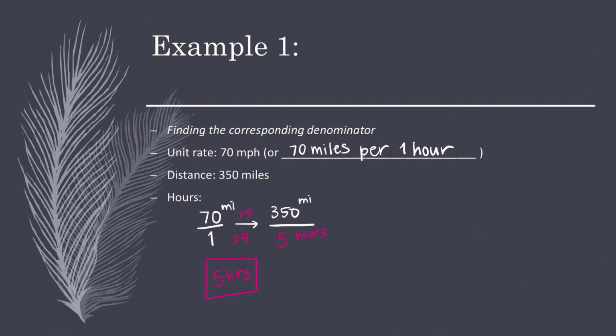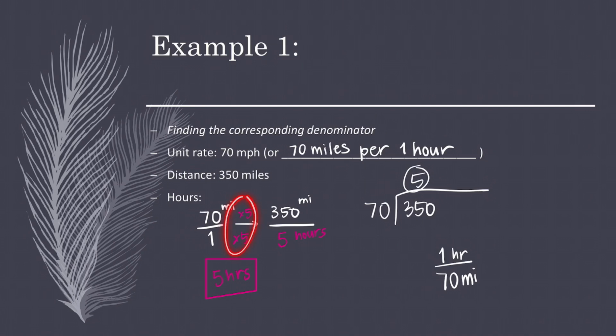So that's my corresponding denominator. If I wanted to, I could also say, or another way people might think about it is, oh, I have 350 miles. I want to see how many times 70 fits into it. The answer is obviously 5, and that would be your amount of time. You could also switch it. You could say 1 hour over 70 miles, and that's fine too. We don't normally think about it like this because we say 70 miles per hour, but either way you do it, you always end up with the same answer of 5.